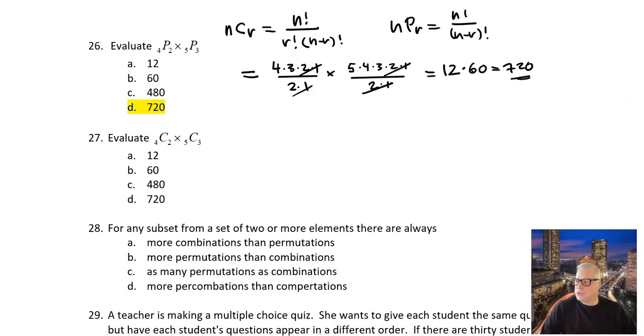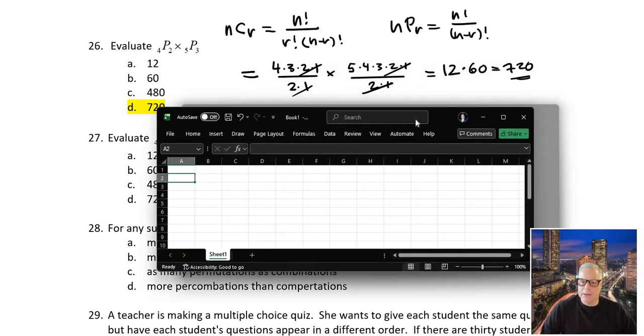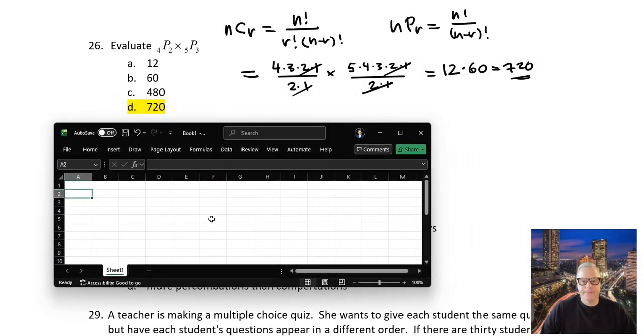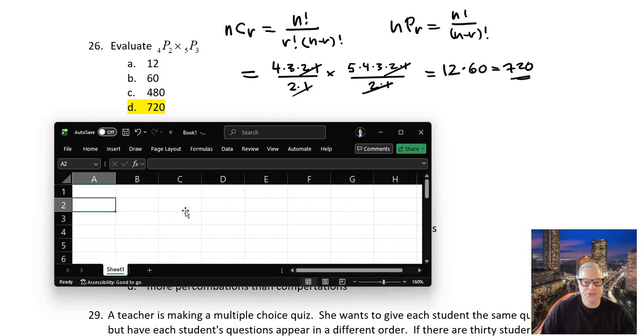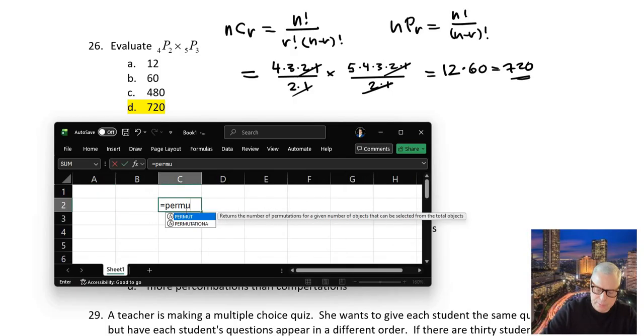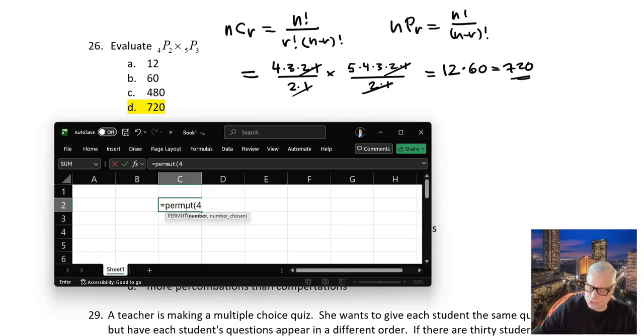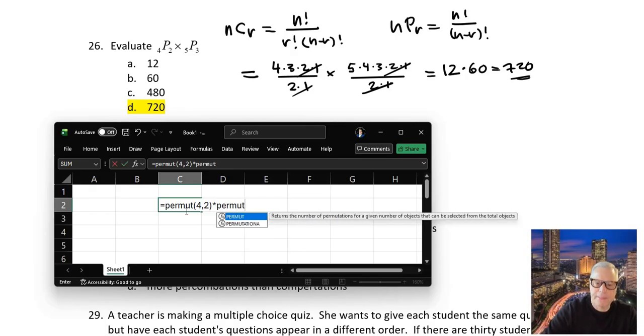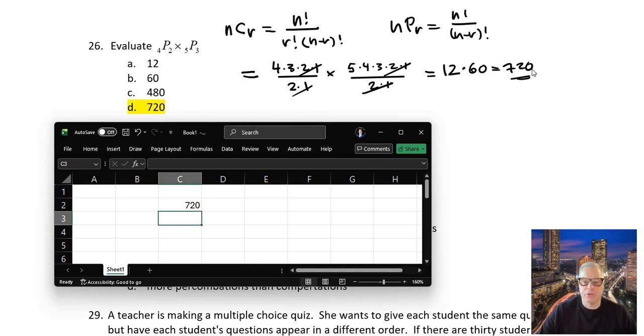And this is something we still can calculate probably by hand. But in case you want to just use Excel, let me quickly show it in Excel. So the formula in Excel would be equals PERMUT, and then it says number. So the first one is 4, and we choose 2, times, you can actually multiply that in Excel, so times the permutation. So now we have 5 and we choose 3, and then we get 720.